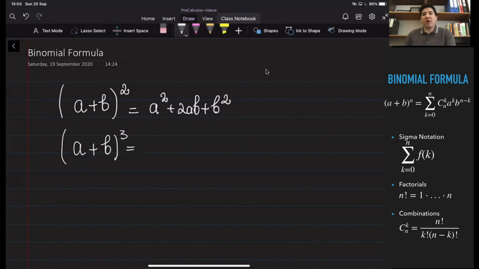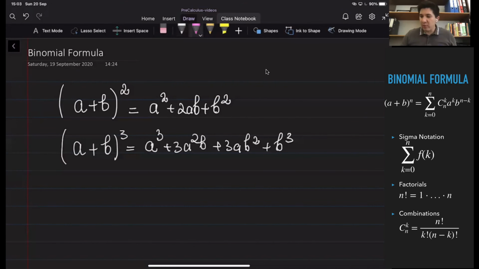Sometimes we might need to find a cube of a plus b, and we know the formula as well. This is a cubed plus 3a squared b plus 3ab squared plus b cubed. But what if I need to find any power of a plus b? I need to find the 10th power or 15th power or any other power of a plus b. So in order to do this, we need the so-called binomial formula.